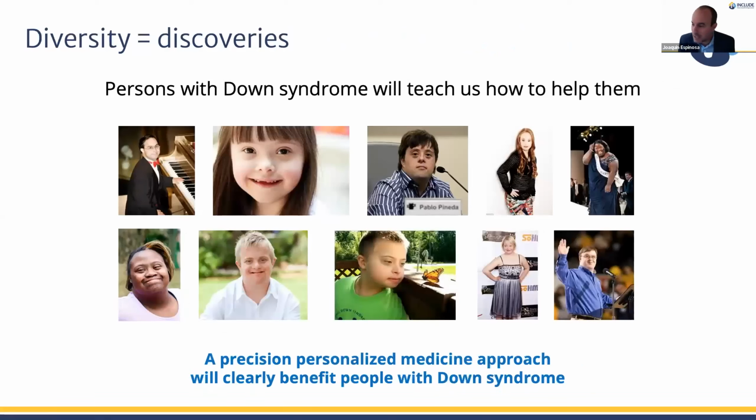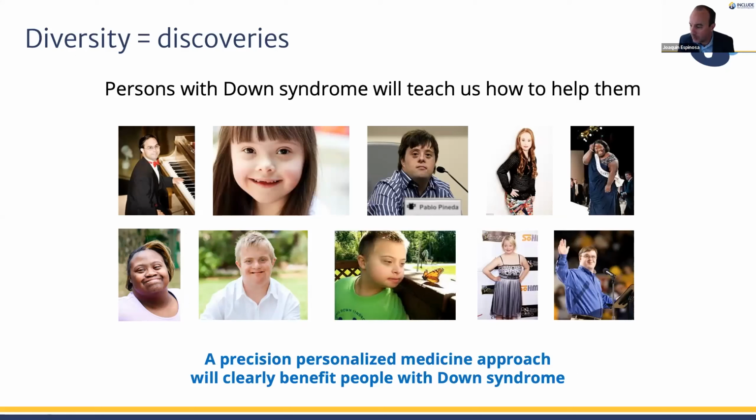Now, with that being said, it's also true that we can never generalize about people with Down syndrome. They are very unique. Each of them is dealing with the extra chromosome in their own personal way. And that diversity is what is going to enable us to make these discoveries.